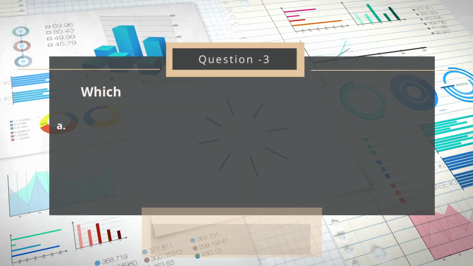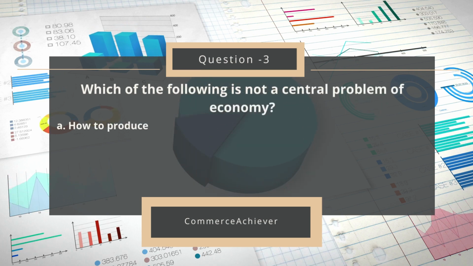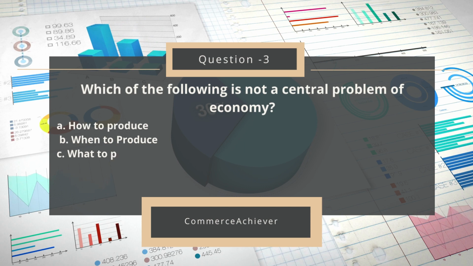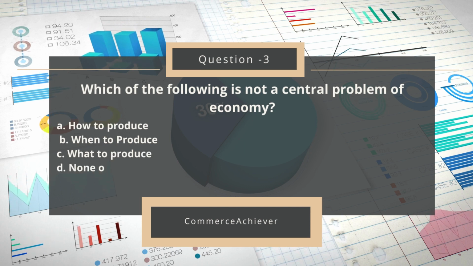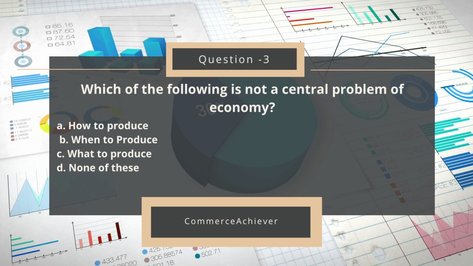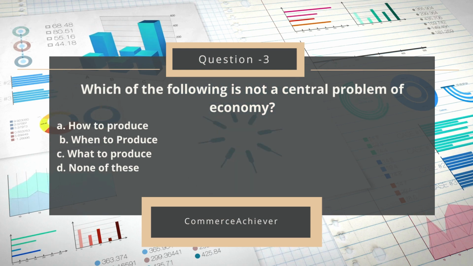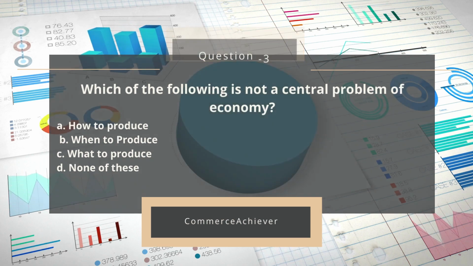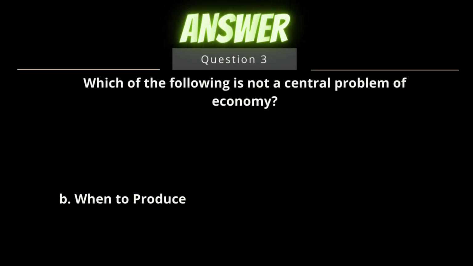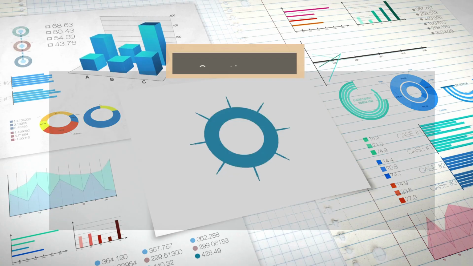Next, question number 3. Which of the following is not a central problem of economy? A. How to produce, B. When to produce, C. What to produce, and D. None of these. The answer is B. When to produce. So when to produce is not a central problem of economy.